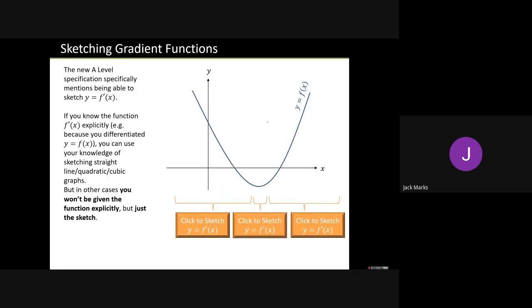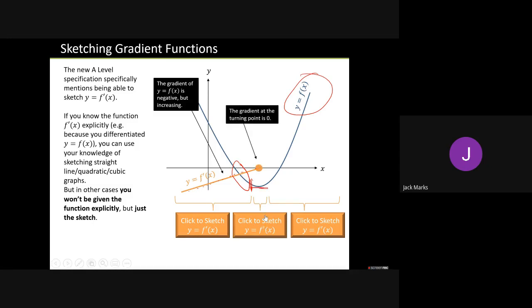Let's have a look. This is the original graph, and we're going to sketch its gradient. So what's happening to the gradient? It's negative, negative, negative, negative, but it's getting less negative each time. It's only really perhaps noticeable around here that it's getting less negative. So the gradient's negative, but eventually it's not negative. It's just going to be 0 at some point. Okay? Afterwards, it goes from 0 to positive to more positive to more positive to more positive. So the gradient looks a bit like that, perhaps.